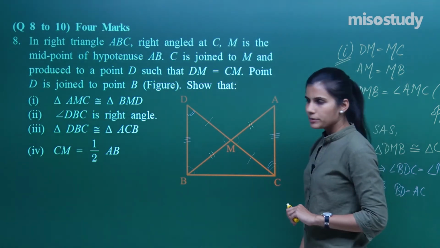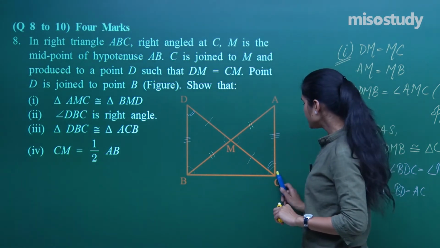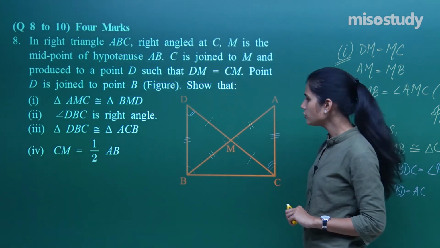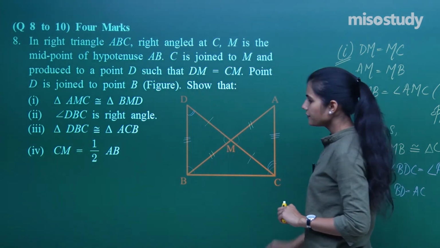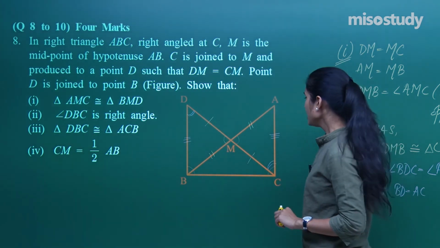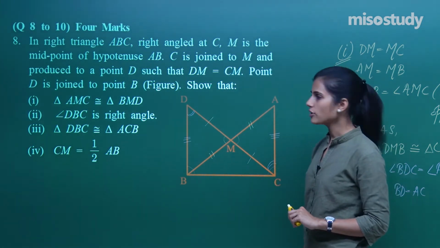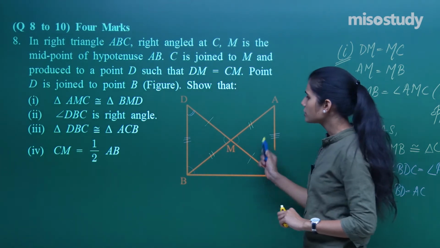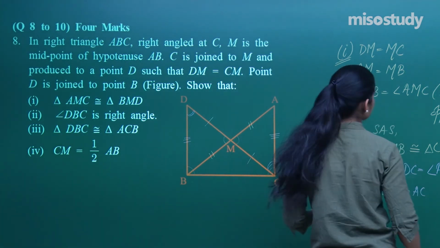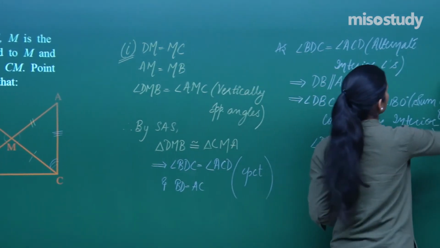See what approach now I am using. I have angle at B is same as angle at C, which is 90 degrees each. DB is same as AC, we have already shown. And BC is equal to BC because BC is a common side to both these triangles. So by SAS congruence rule, both of them are congruent.